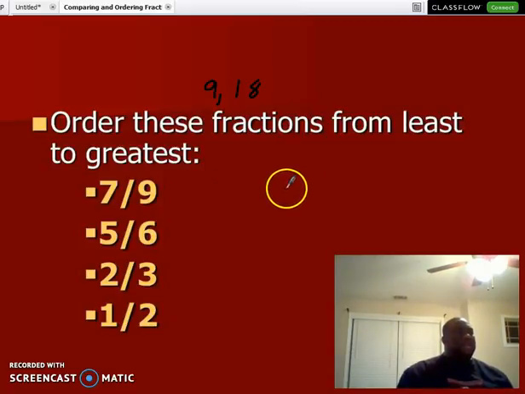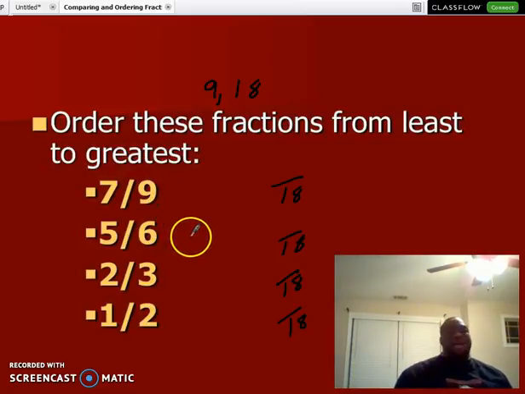So now what we're going to do is put 18 here, 18 here, 18 here, and 18 here. So we know 18, 9 goes into 18 how many times? 2 times, correct. 2 times 7 is how much? 14, correct. Also, 6 goes into 18 how many times? 3. I'm sorry, 3 times 5 is how much? 15, correct.